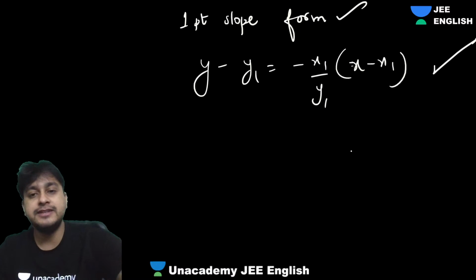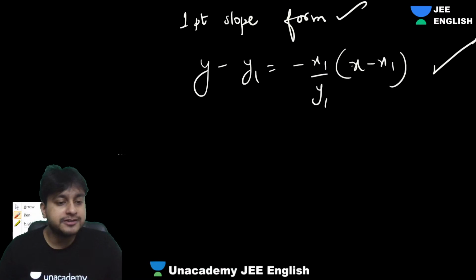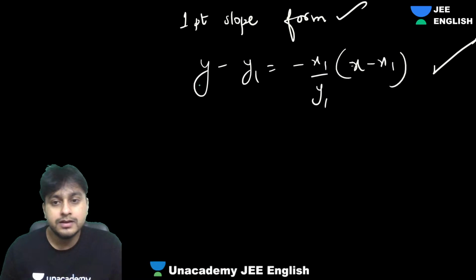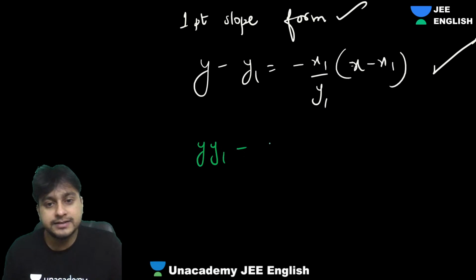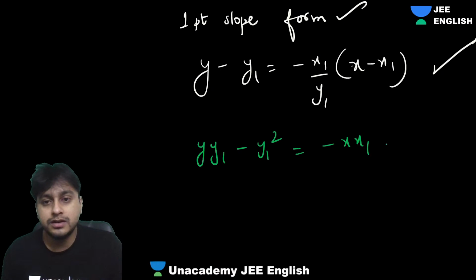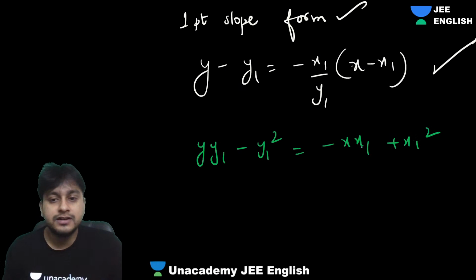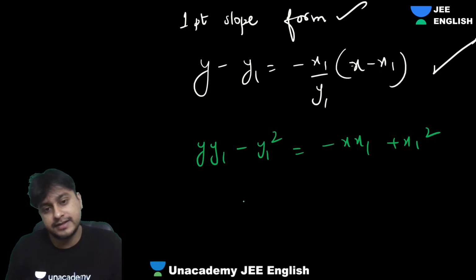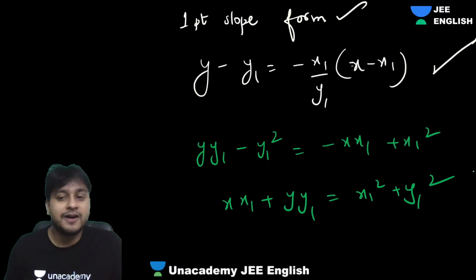Now it will be very easy. So guys, what will we do? Can I say I'll cross multiply it now? Simple. What will we get? y y1 minus y1 square equals minus x x1 plus x1 square. So guys, can I say I'll get from here, this side, x x1 plus y y1 equals x1 square plus y1 square. Amazing.